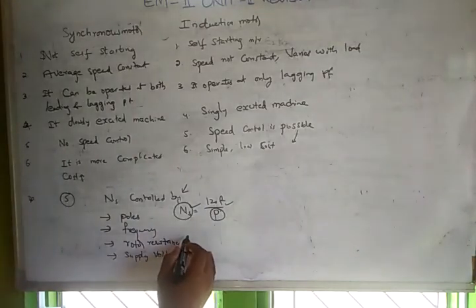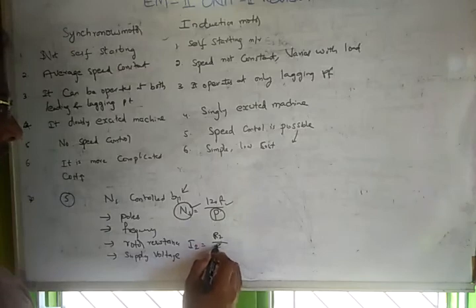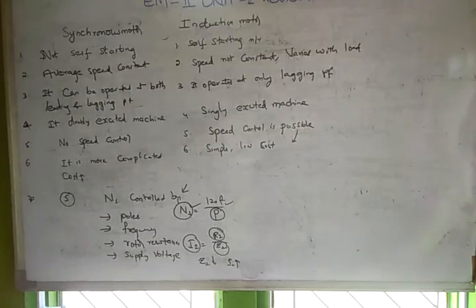The rotor resistance method is given by the expression: rotor current is equal to rotor resistance by rotor impedance. The rotor impedance is inversely proportional to the rotor current. The supply voltage is directly proportional to the rotor current. So these are the different speed control methods used to control the speed of the induction motor.